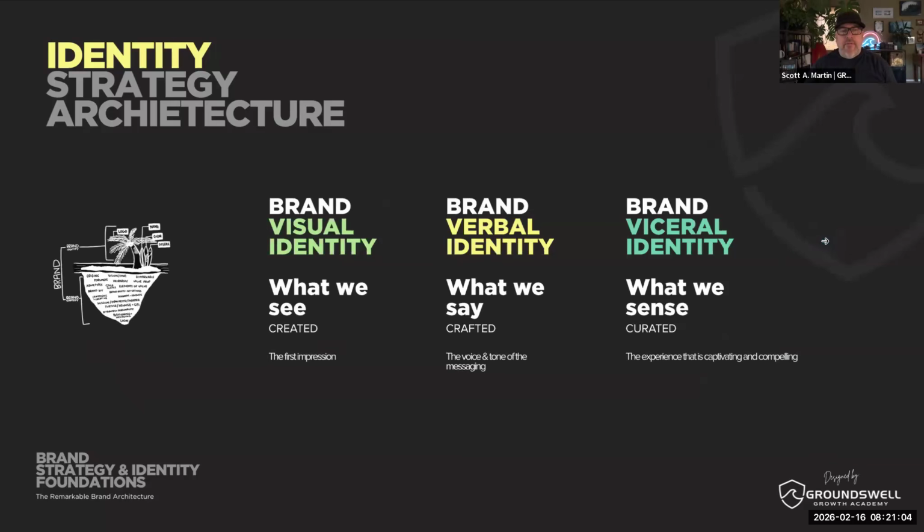If you think of visual identity, it can be broken up into what we see. These are things we create, the first impression. Verbal is what we say, it's crafted. Verbal identity is definitely like StoryBrand, which people are familiar with. That's where that little piece fits in. And then brand visceral identity is what we sense. It's a vibe. It can be the feeling of multiple senses.